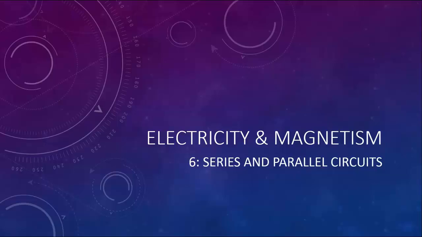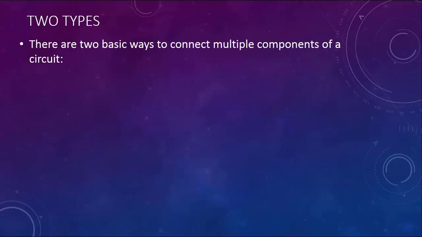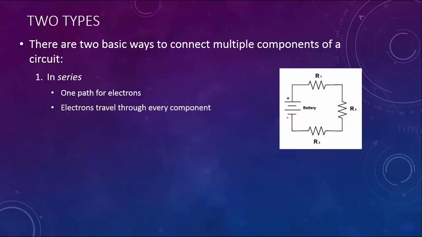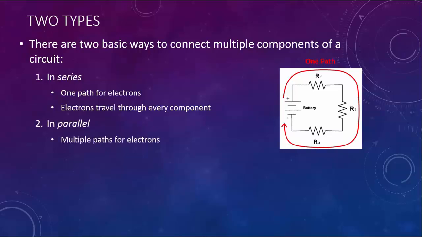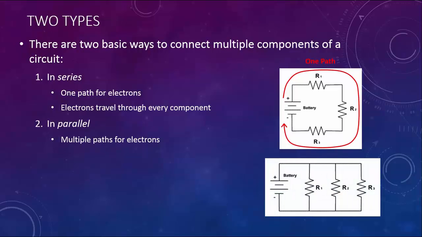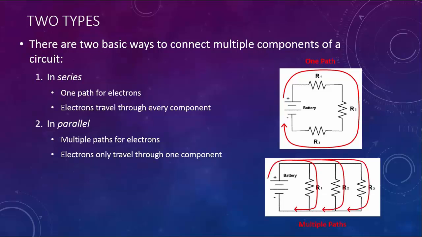This lesson is about series and parallel circuits. There are two basic ways to connect multiple components of a circuit. They can be connected in series, which means that there's one path for electrons to flow. Electrons will travel through every component. The other way we could connect multiple components is in parallel. This means that there are multiple paths for electrons. Electrons only travel through one component or another.